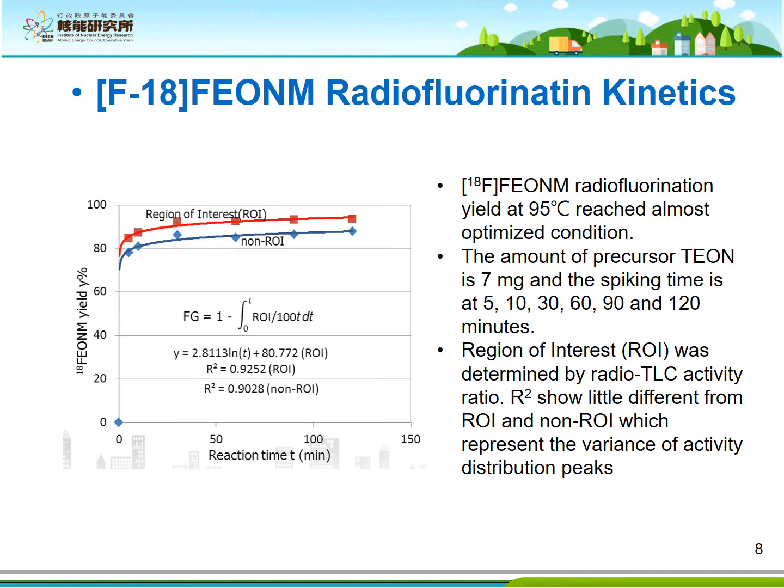Radiofluorination yield of Feonm Feonm reached almost optimized condition at 95 degrees C. The amount of this study is at 7 mg precursor, and the spiking time is at 5, 10, 30, 60, 90, and 120 minutes. The region of interest was determined by radio TLC activity ratio. R square shows little difference between ROI and non-ROI, which represents the variance of activity distribution peaks.